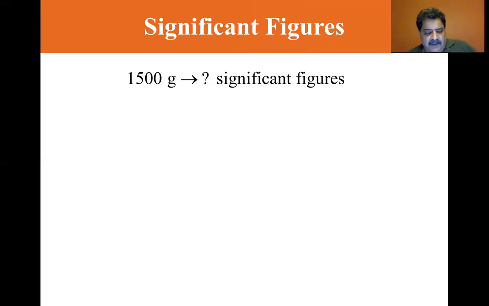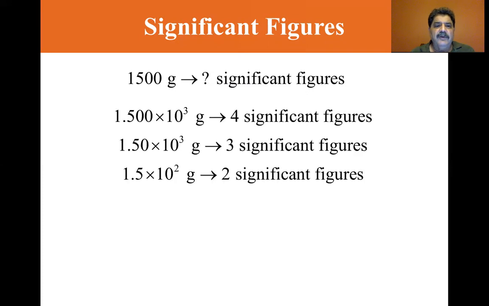As an example, let's look at something that's 1,500 grams. How many significant figures does this have? Well, it at least has 2, but it could have 4 if those zeros really represent an accurate measurement. To remove the ambiguity, we turn to scientific notation. If we use scientific notation, 1.500 times 10 to the 3 grams gives us 4 significant figures.